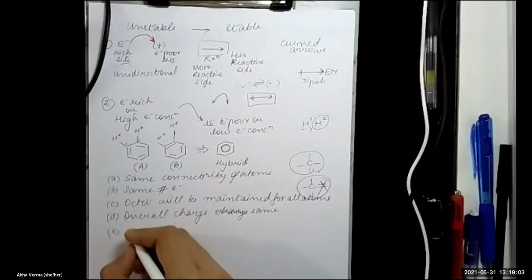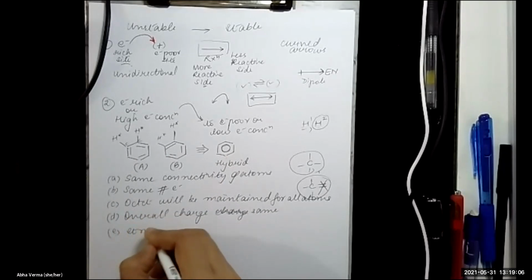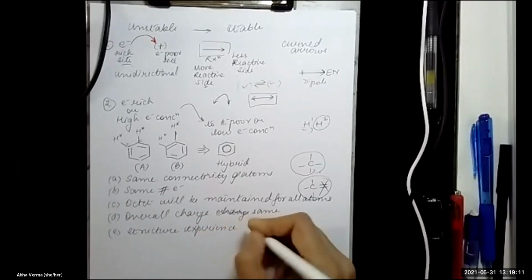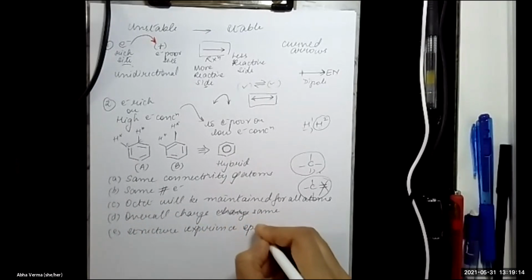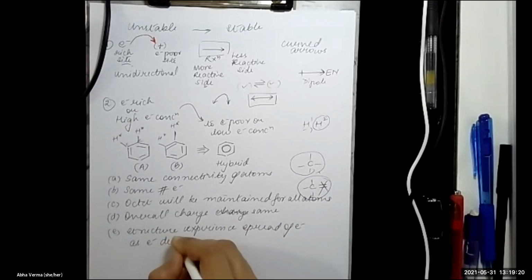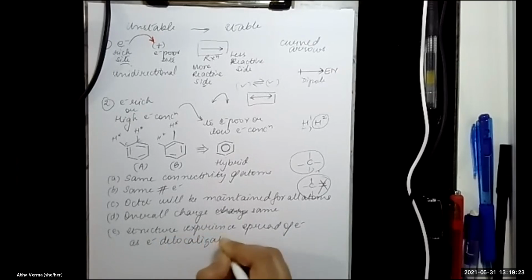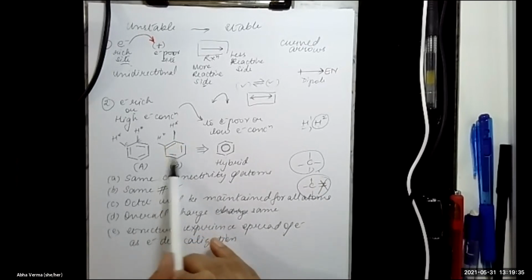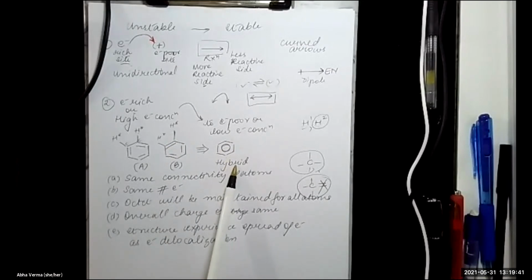What happens during resonance is that the structure will experience a spread of electrons, as electron delocalization. So the spread of electrons on all the carbons, how do we get that? And how does the structure feel that stability? Okay, we can look at that.